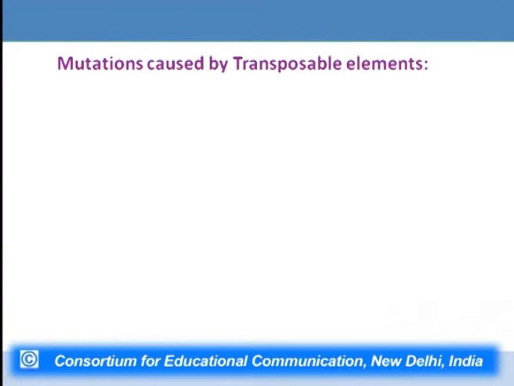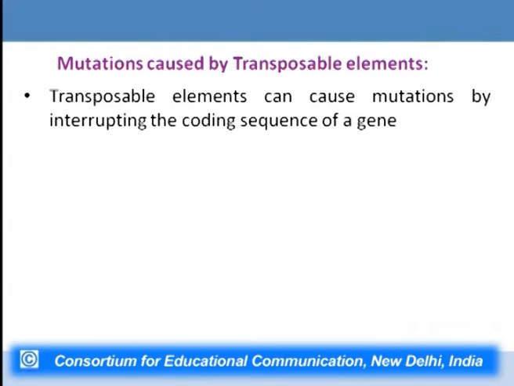And now there is another type of mutation which is caused by transposable elements, elements which can jump from one position to another, and this leads to interruption of the coding sequence of a gene. If this sequence is inserted in the coding region of the gene, it will lead to formation of a malfunctioning protein. And if it is in the non-coding region, then there won't be much of an effect. So transposable elements can also lead to change in the coding region and formation of a malfunctioning product. So this is also a type of mutation.